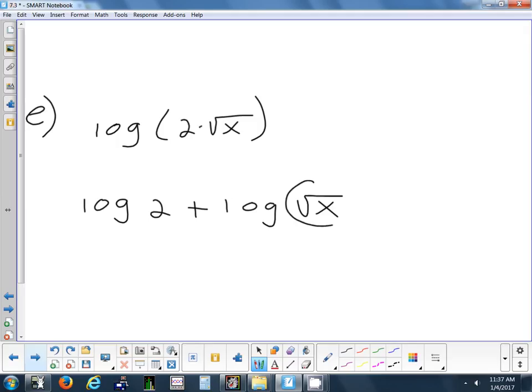Yes, this is an exponent. It's hidden in that square root symbol. So, what you want to do is change the square root of x to what we said. It's a 1/2 power. And then where does the 1/2 go? It goes in the front. That's the one that most people get tripped up with.